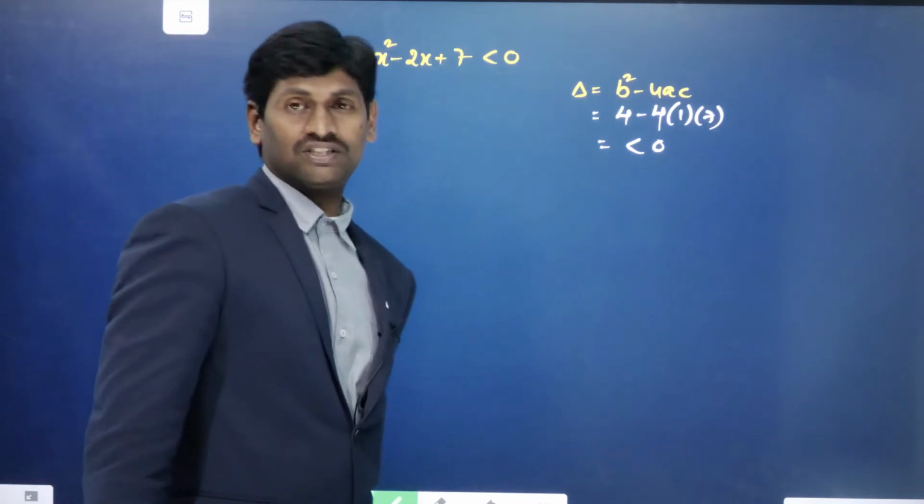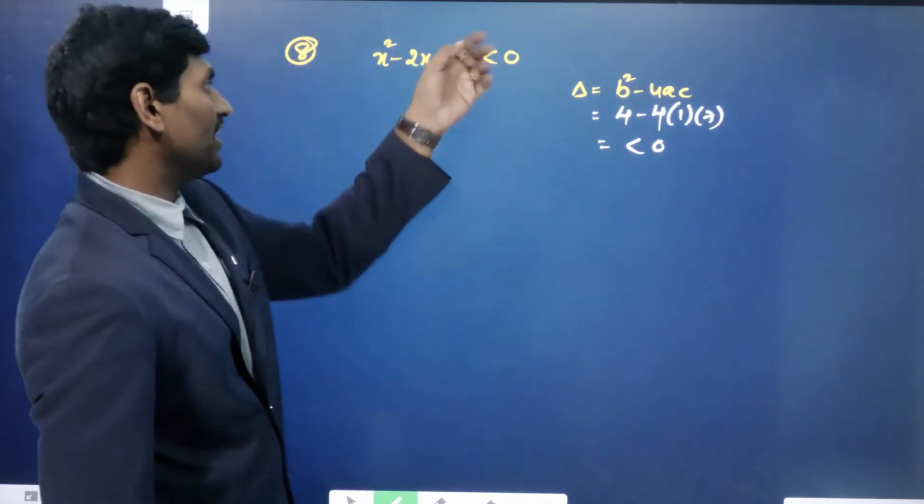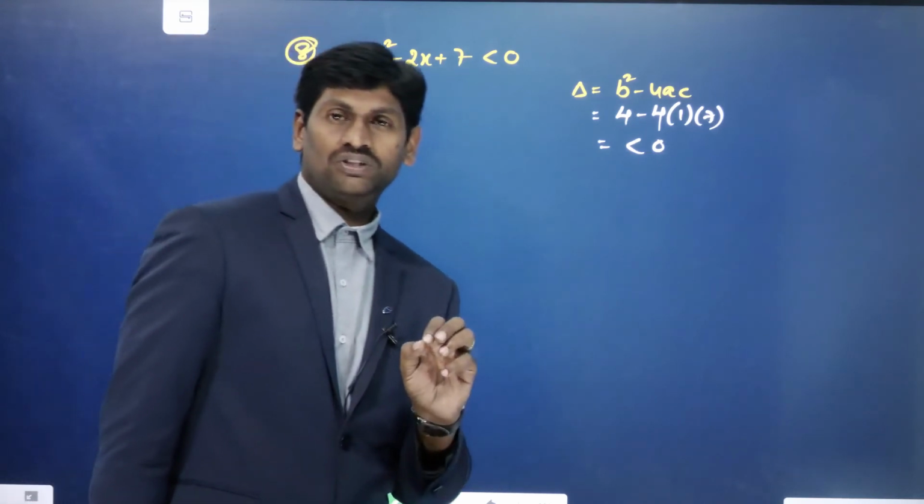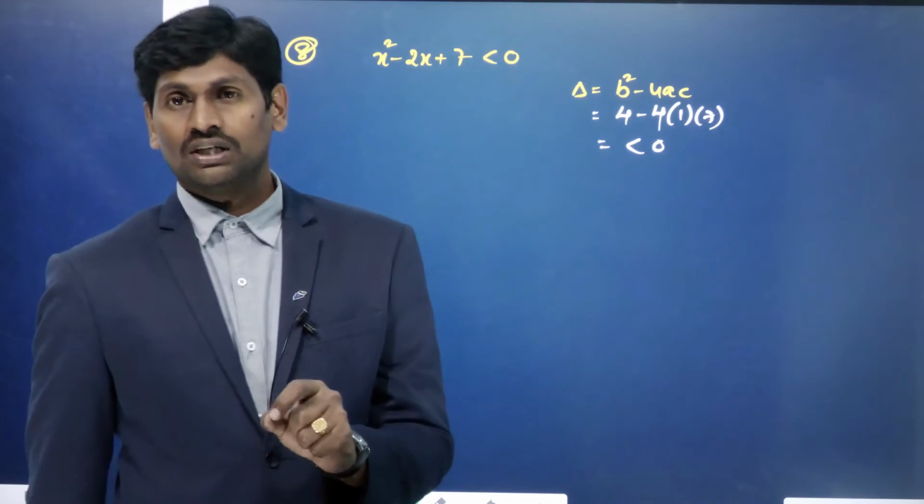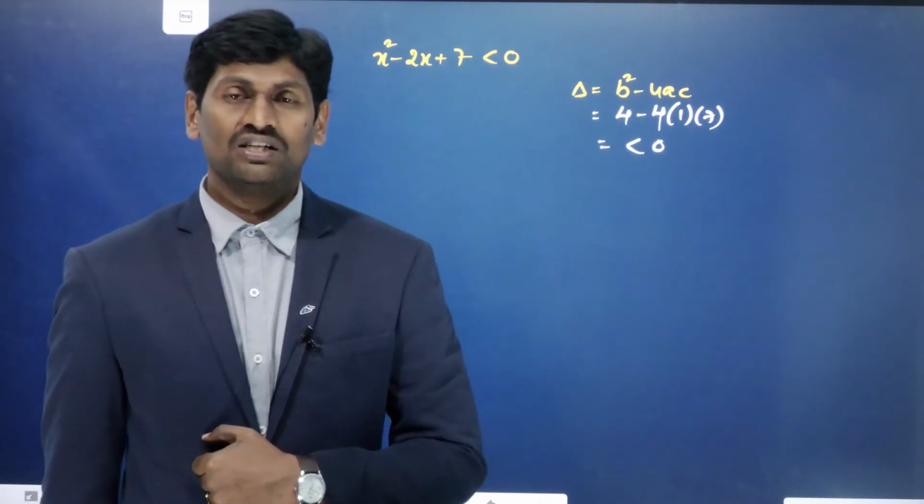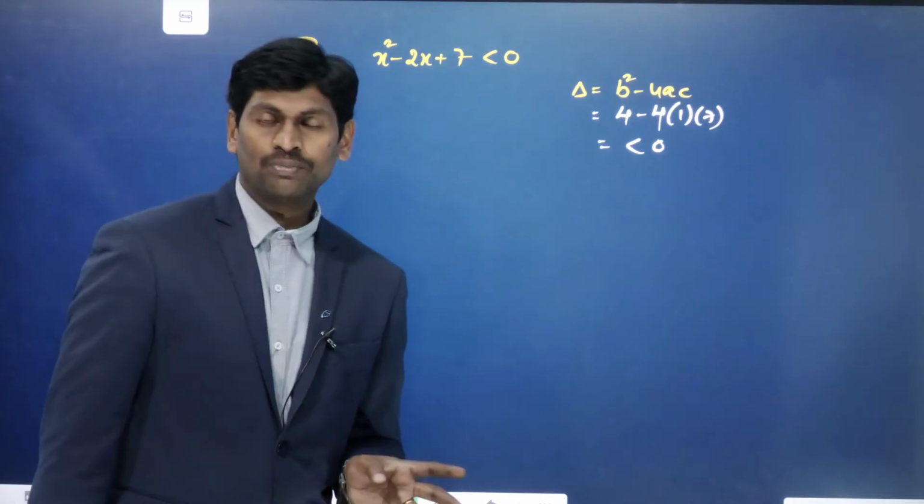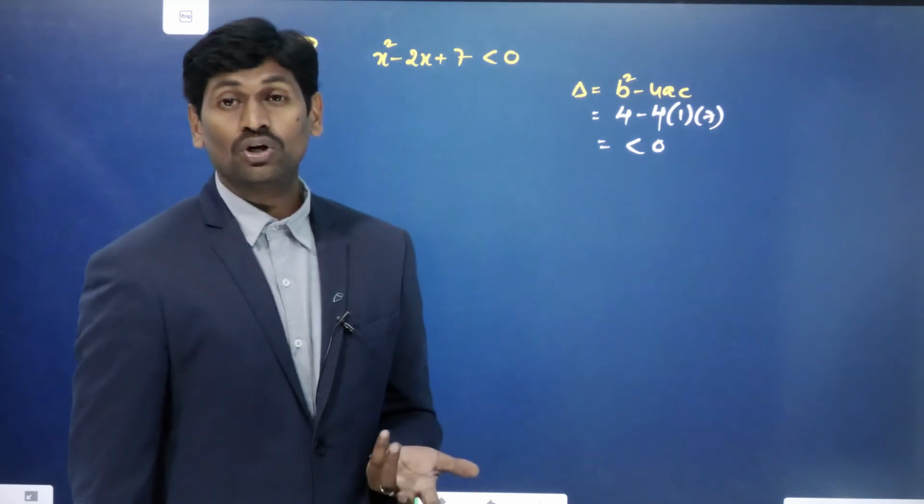So less than 0 means, can we identify the factors for this? If it is greater than 0, there is a chance of real roots. They are taken as alpha and beta. But it is less than 0, we won't get any real roots. That means there are no real roots.